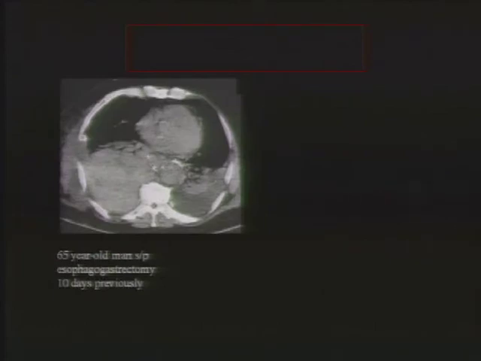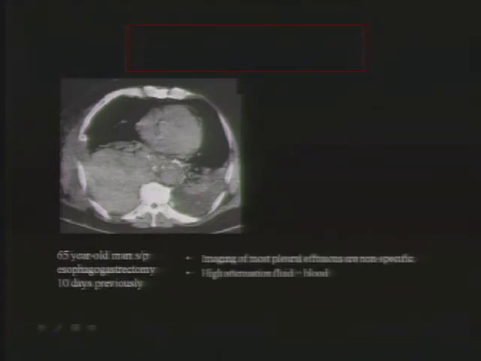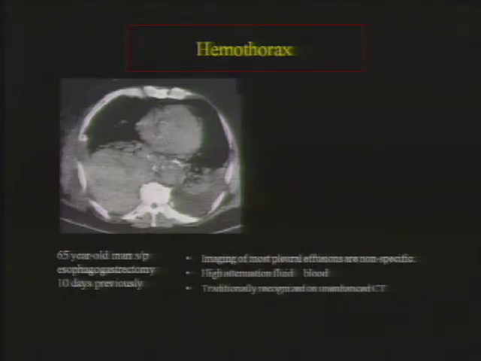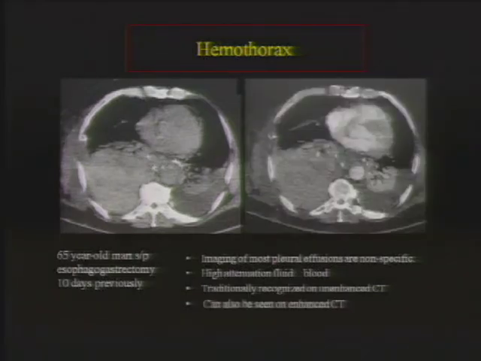Well, this is a 65-year-old man, status post esophageal gastrectomy 10 days previously, and I think you can all see that there are bilateral pleural effusions, a small low attenuation effusion on the left, but a larger high attenuation effusion on the right. We all know that that's a manifestation of acute blood. And so this person has a hemothorax on the right as a complication of their surgery. Typically, we have recognized this on unenhanced CT, as in this case, but if you give contrast, you can still usually recognize that the pleural effusion is a hemothorax because the attenuation is too high.